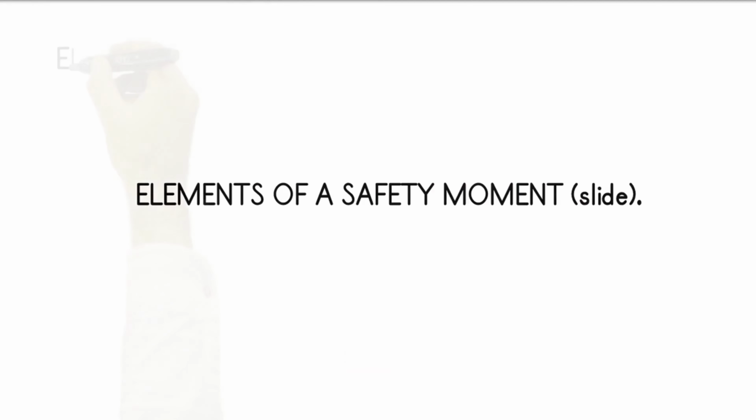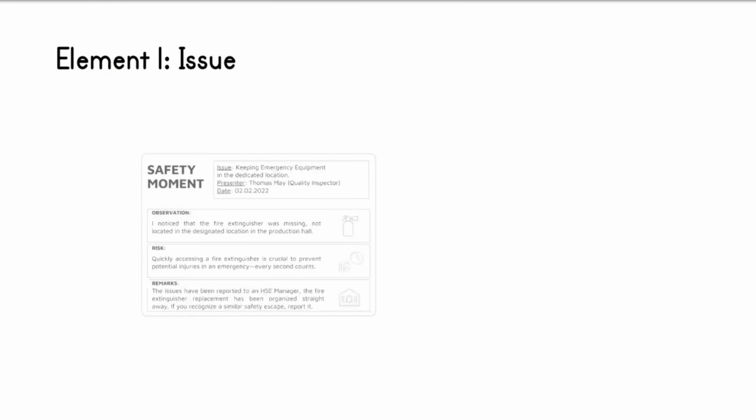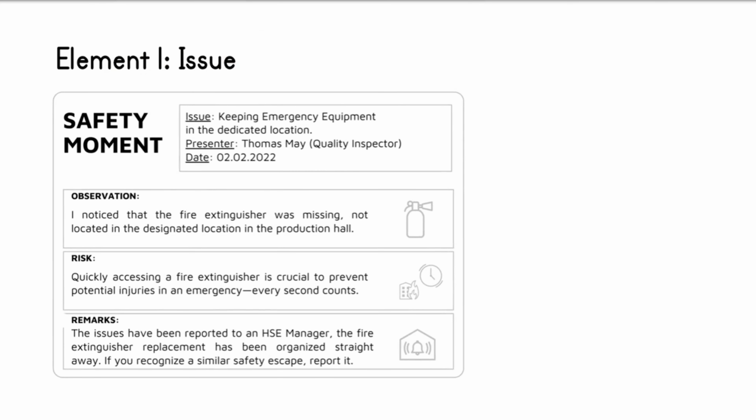Elements of a safety moment slide. The first element is the issue. It clearly states the safety topic being addressed. Example: issue: keeping emergency equipment in the dedicated location.